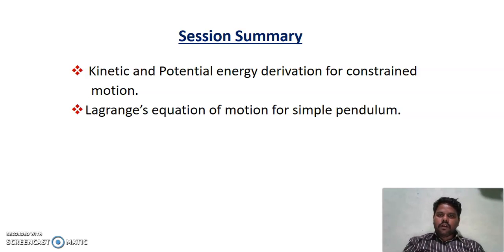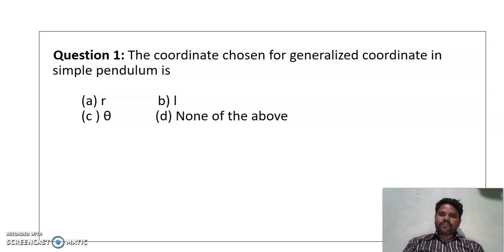Let's have a few MCQs for the session. Question number 1. The coordinate chosen as generalized coordinate in simple pendulum is option A r, option B L, option C theta, option D none of the above. So we know that in simple pendulum the generalized coordinate is theta. So the answer is C.